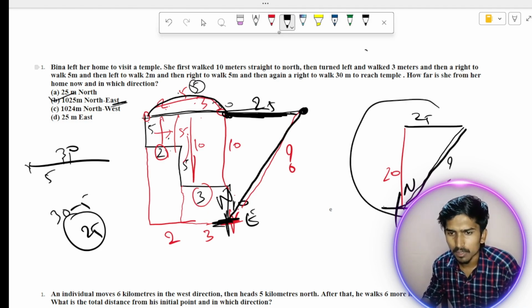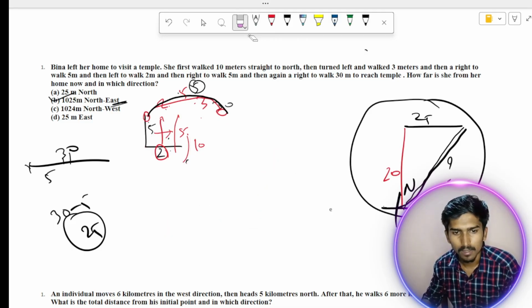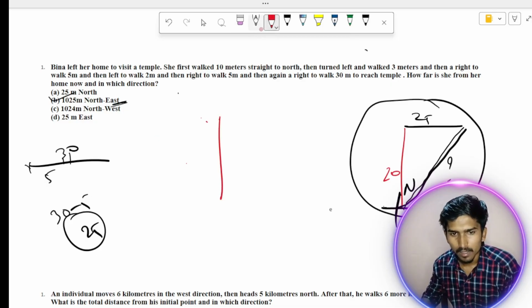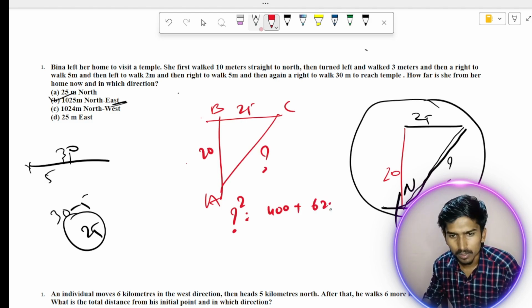What is the distance? Just apply the Pythagoras theorem to this one, you will get the answer. 20 plus 20 whole square, I'll do directly. A, B, C, let us consider this is 25, there is 20. 20 square is 400 plus 25 square is 625, and that is 1025. Square and square root cancel, square root of 1025 meters.